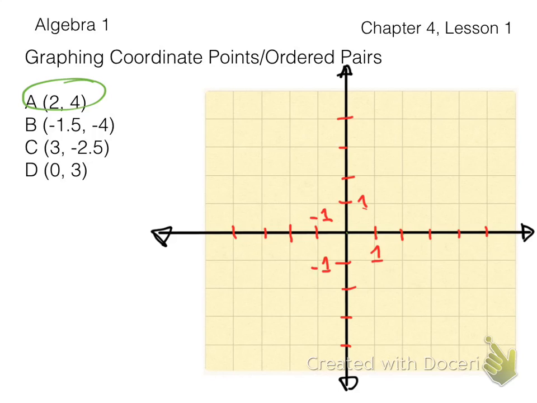So I'm going to count over 1, 2. And then I'm going to go up 4 because the second number is the y-coordinate, which is on the y-axis, so it needs to go up 1, 2, 3, 4. So this is actually the point A, which is at (2, 4). All right, so let me erase some of these.